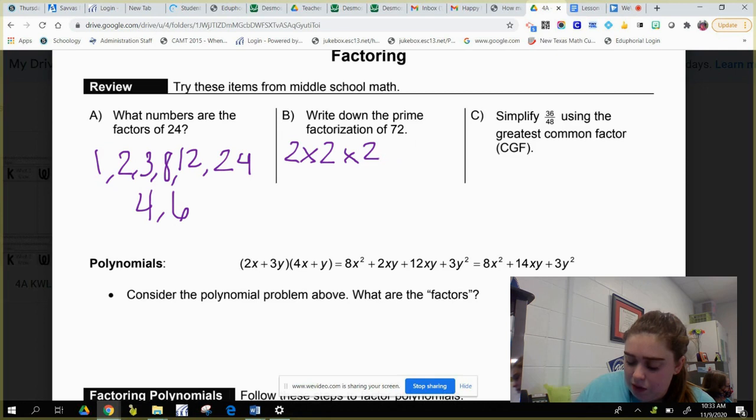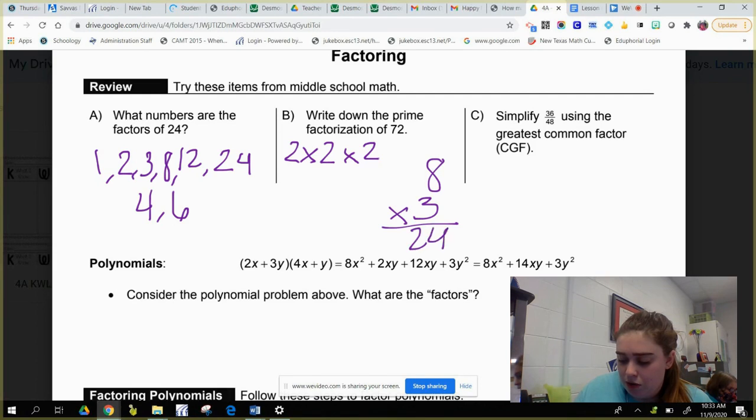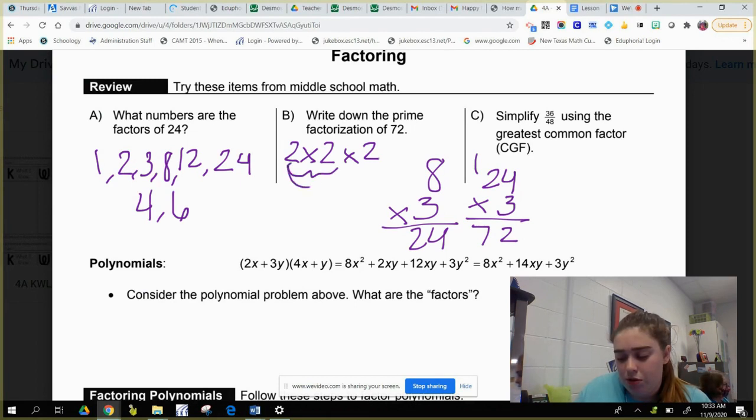So if we take away that one, that gets us 2 times 2 times 2, which is, we said 8, right? So if we multiplied 8 by 3, that is 24. Now what about if we multiplied 24 by 3? That is going to get us that 72 we were looking for. So we ended up having 2 times 2, which was 4, right here, and then 2 times 2 times 2 was 8, multiplied 8 by 3, and then multiplied the 24 by 3, and that got us 72.